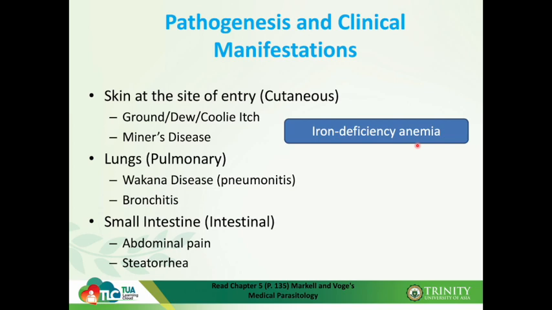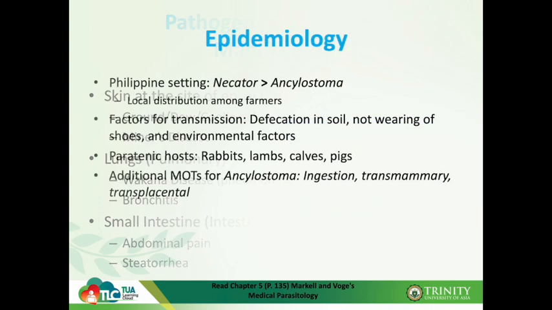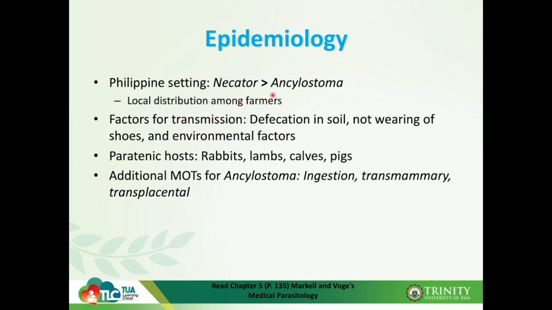Your hemoglobin or RBC count becomes low because it has eaten everything. It can also cause hypoalbuminemia, which is the loss of proteins that are in the plasma. So, while it is eating your RBC and hemoglobin, some protein also gets taken, so it causes hypoalbuminemia. Here in the Philippines, the more prevalent parasite would be Necator, and the population at risk would be the farmers, or again those that work in the soil.